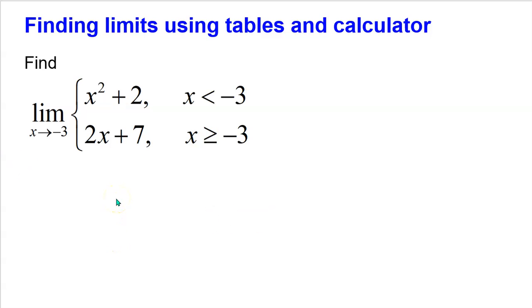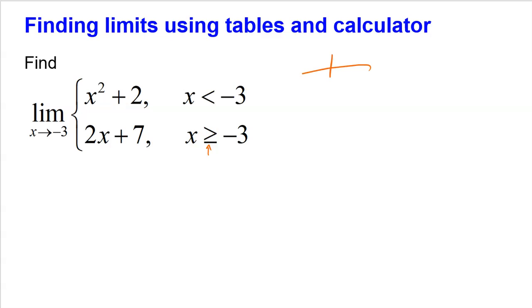All right, this one is split at negative 3. So if x is less than negative 3, we're going to do x squared plus 2. If x is greater than or equal to negative 3, we're going to use 2x plus 7. So this function does allow for x equal to negative 3 because of the or equal to sign right here. But I don't even care, remember, because limits don't care about what happens at negative 3. They care about what happens if you get really close to it.